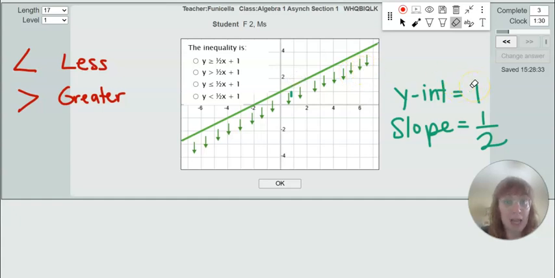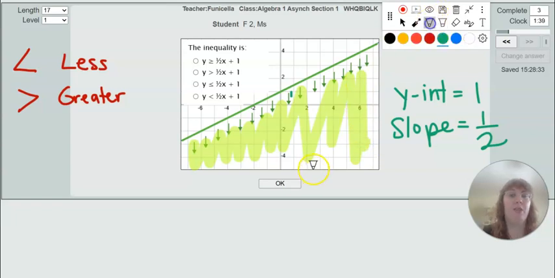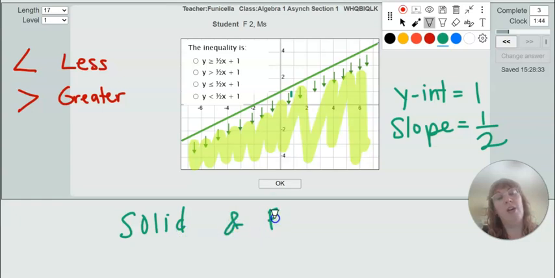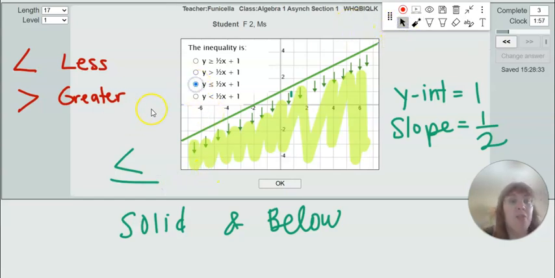Okay, so this is the same line with a slope of 1/2 and a y-intercept of 1, but now it's solid and we're shading below. That's what all these arrows mean. So if it's solid and below, whenever it's shaded below, it's always a less than, because it's smaller, shaded below. And because it's a solid line, we're going to do less than or equal to. So this is y is less than or equal to 1/2 x plus 1. Go ahead and plug that in. And when you're ready, hit OK.